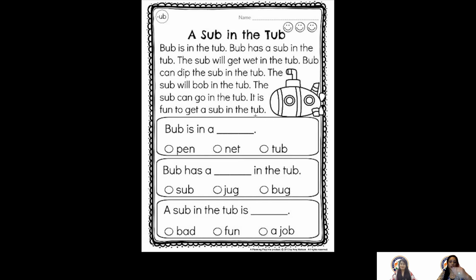So this is how we first read the whole short story, and then we decode it. I'm sure by now you know what decoding is. Let's do it one more time. Bub is in the tub. Now, if you remember, we have also done sight words. So what is this? The, in, is, these are all sight words.